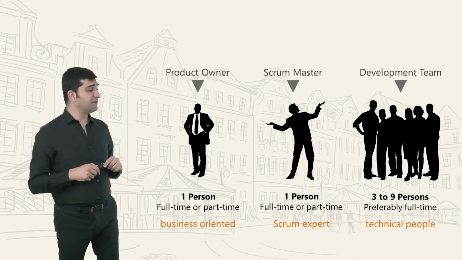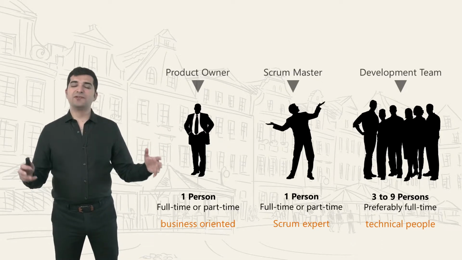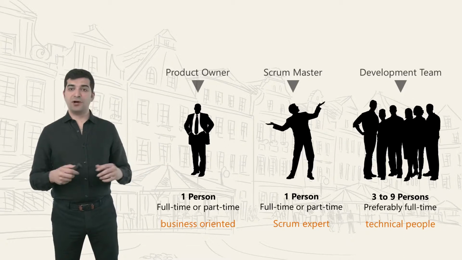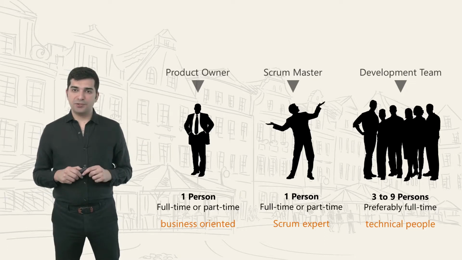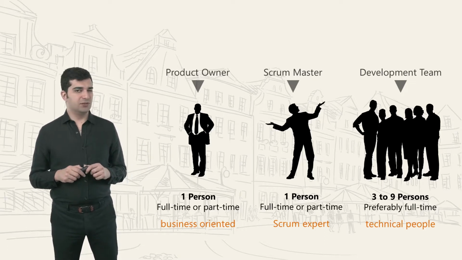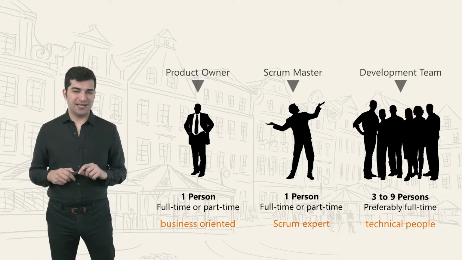And finally, we have the development team, a number of developers who do everything required to create a product. And there are 3 to 9 developers in a Scrum team. What if we need more? We'll talk about that later.